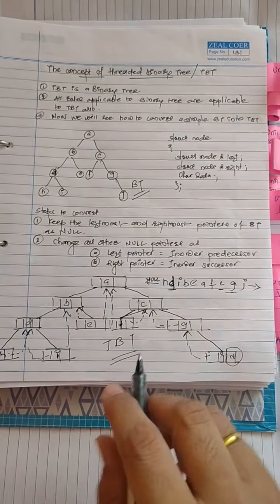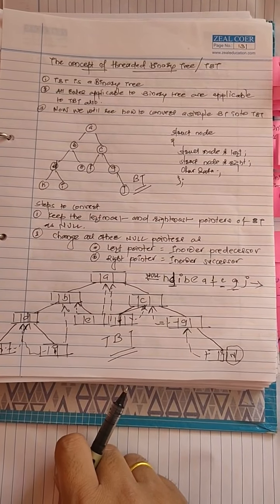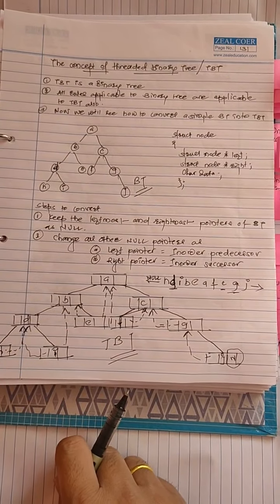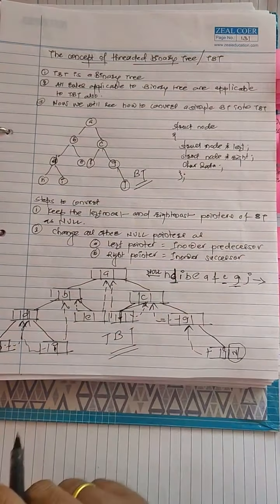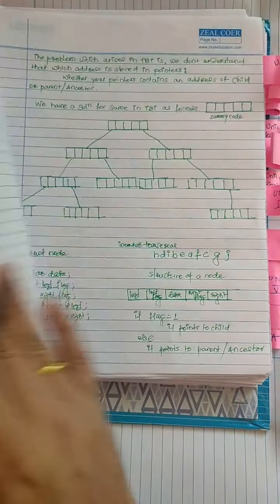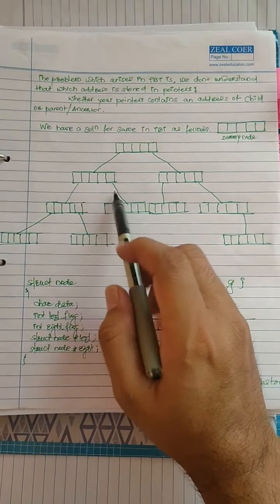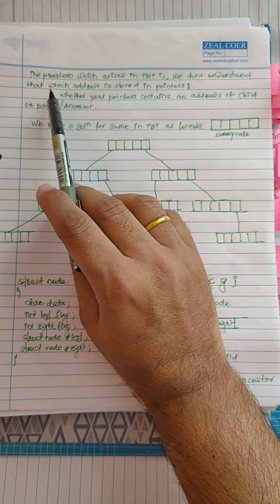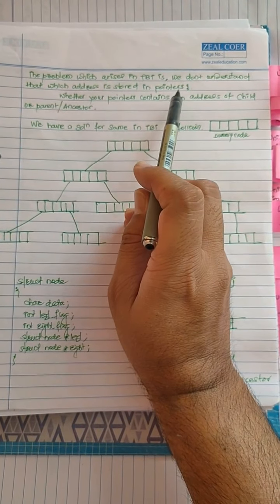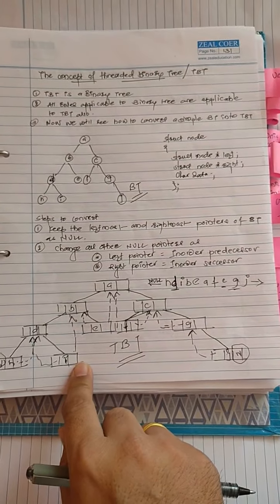Good morning, everyone. Today we are discussing the problem which we had discussed in the previous video, that when we are converting a binary tree into a TBT, that is, a threaded binary tree, what can be the issue related to it. As I have told you, the problem which arises in a threaded binary tree is that we don't understand which address is stored in the pointers. So whenever we are converting anything into a threaded binary tree, these pointers are storing some addresses.